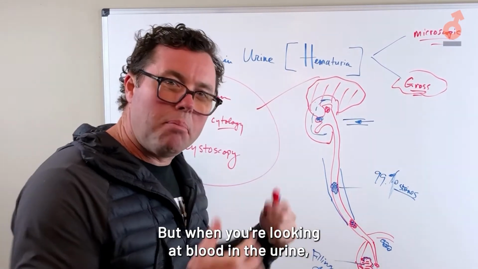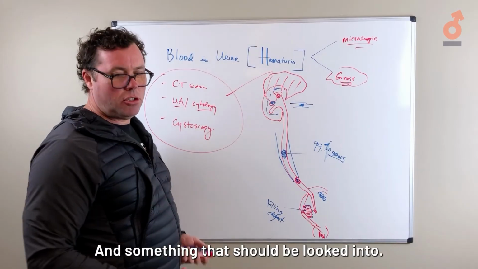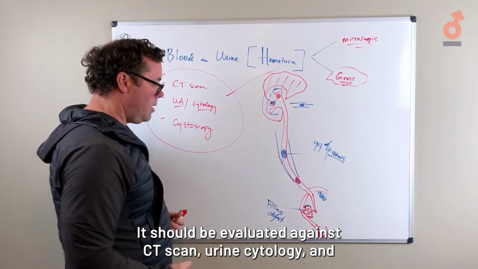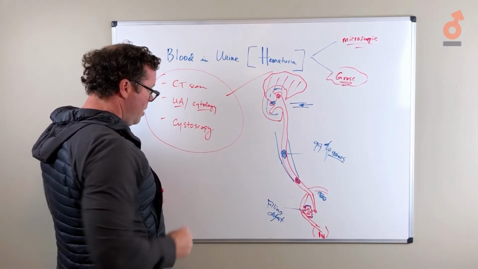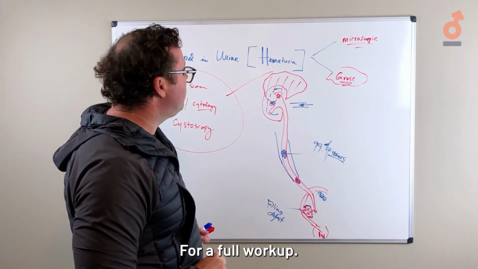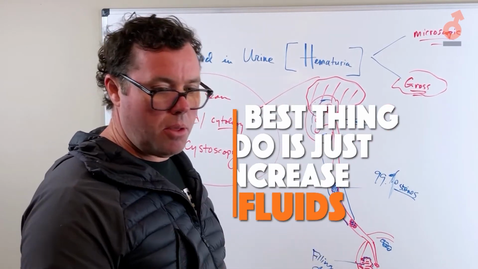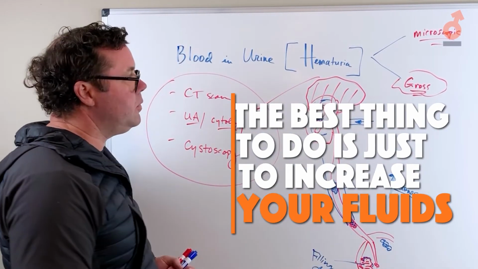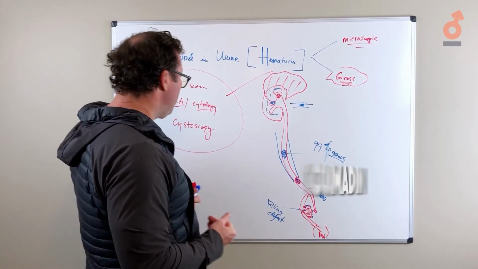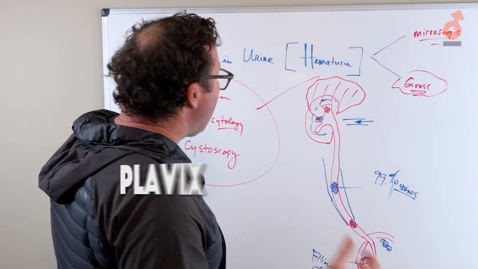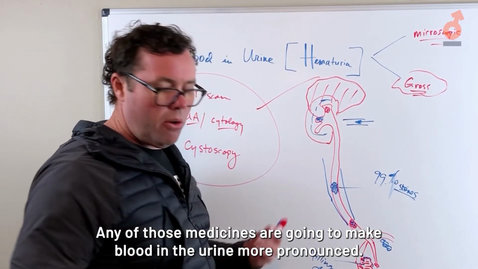But when you're looking at blood in the urine, again, it's important to know it's not ever normal. It's something that should be looked into. It should be evaluated. Again, CT scan, urine cytology, and likely cystoscopy for a full workup. You can increase your fluids. If you see blood in the urine, the best thing to do is just to increase your fluids and then talk to your doctor about any blood thinning medications that you're on, whether it be Coumadin or Plavix or aspirin, anything like that. Any of those medicines are going to make blood in the urine more pronounced.